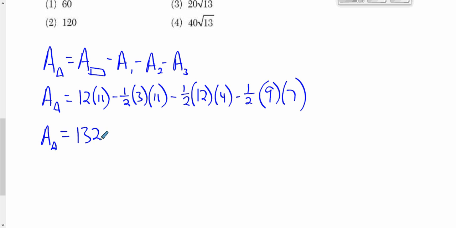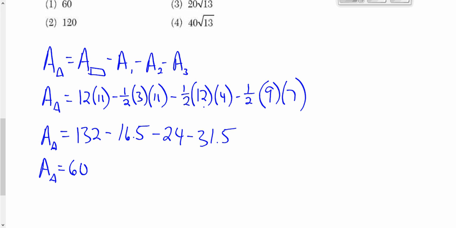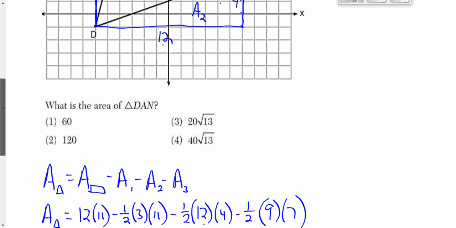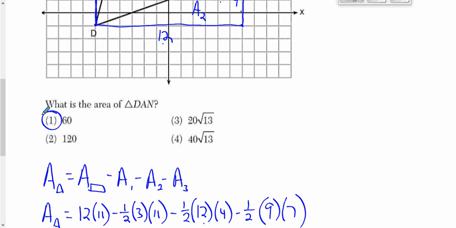So the area of our triangle is going to be 132, that's the rectangle, minus 16.5, that's one triangle. Minus 24, that's this triangle. Minus 31.5. And we add those all up. And we should get an area of 60 square units, whatever they are. Okay? Which would be choice 1. Right, area of a triangle, 1/2 base times height, because any triangle can be made from half of some particular rectangle. Make sure base and height are perpendicular.